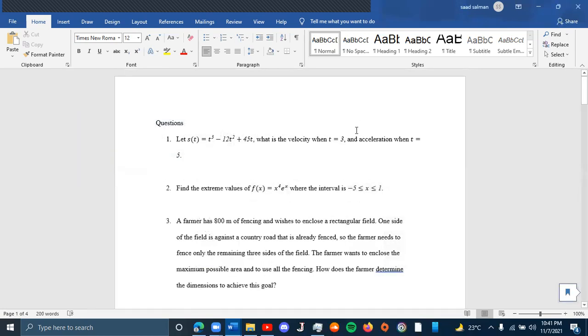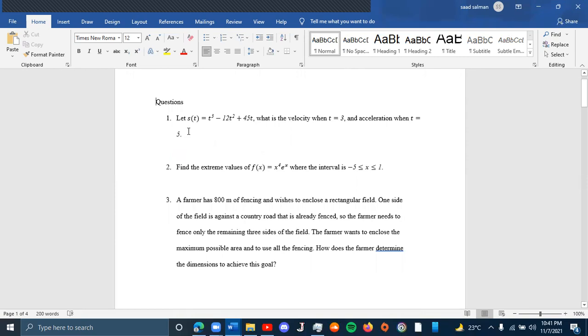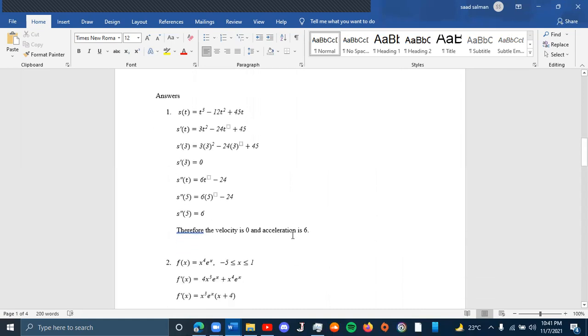So this is quiz number 1, which has 3 questions, and let's start with question number 1. Let s(t) = t³ − 12t² + 45t. What is the velocity when t = 3 and the acceleration when t = 5?